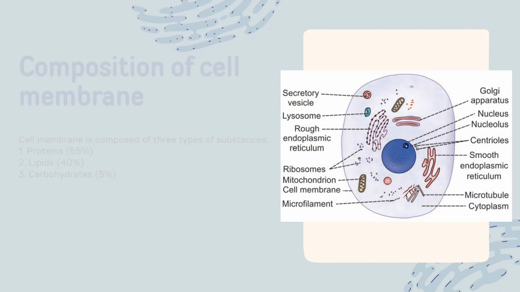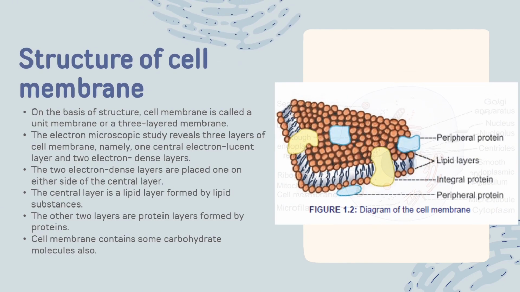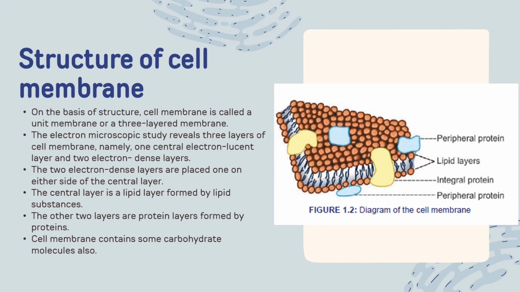If we talk about the composition of the cell membrane, it is made up of proteins, lipids, and carbohydrates. This structure allows it to be flexible and self-repairing. It protects the cytoplasm while regulating the exchange of gases, nutrients, and waste. It also maintains the cell's shape and size. The structure of the cell membrane basically comprises three layers. Number one, the central layer is a lipid layer formed by lipid substances, and the other two layers are protein layers formed by proteins. The cell membrane contains some carbohydrate molecules as well.